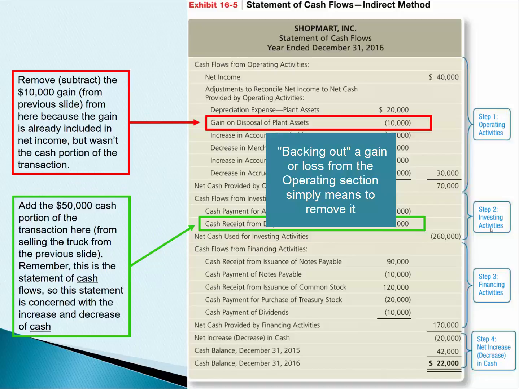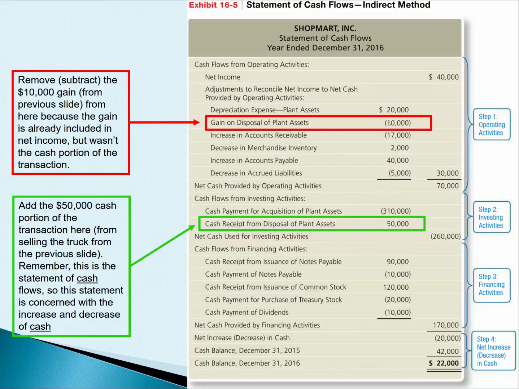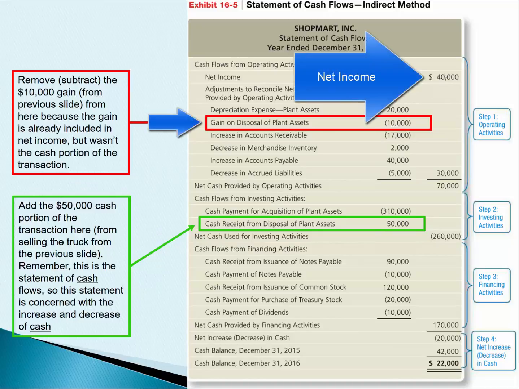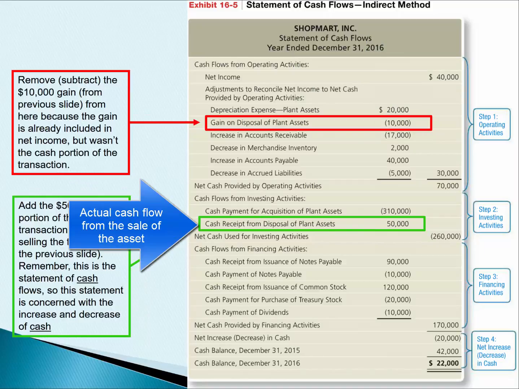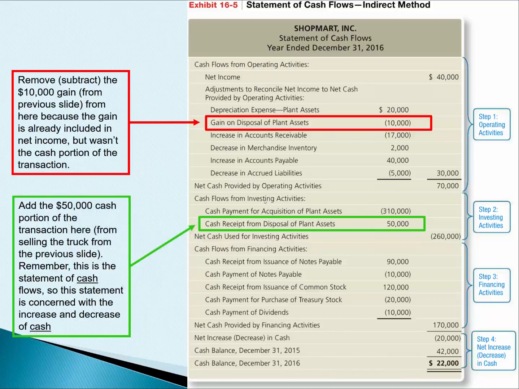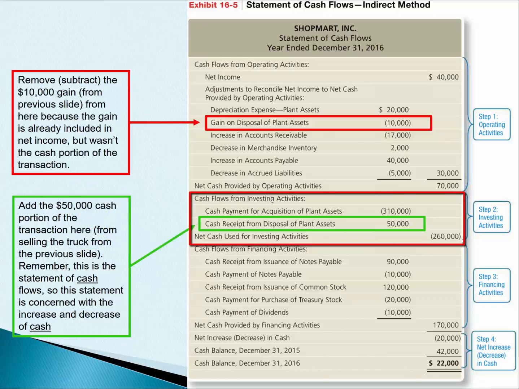So the lesson learned here is that the gains and losses are not the actual dollar amount of cash flow. So we have to remove them from the net income because they are already included in net income. Then the actual cash amount, the $50,000, goes in the investing activity section because remember, sales or purchases of long-term assets go in the investing activity section. And since we sold a plant asset, this $50,000 cash flow is going to go in the investing activities section.